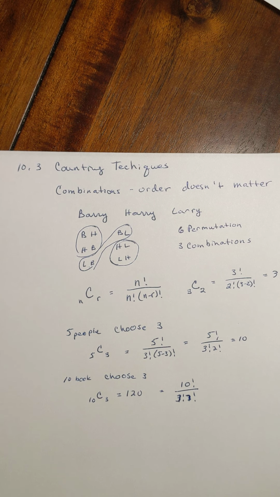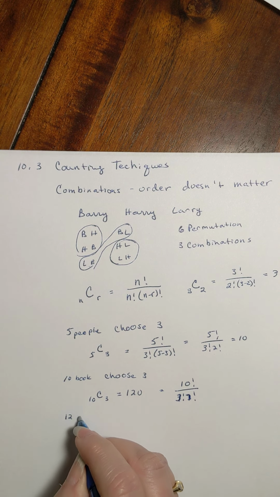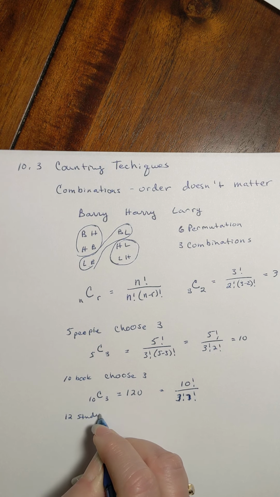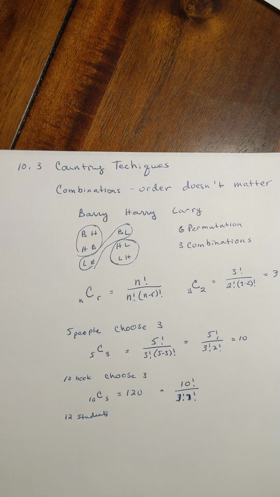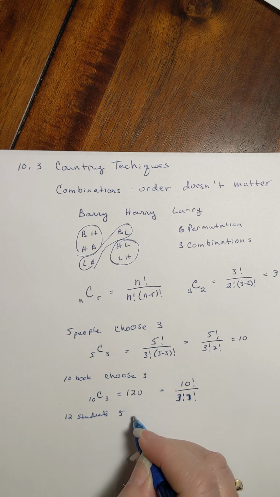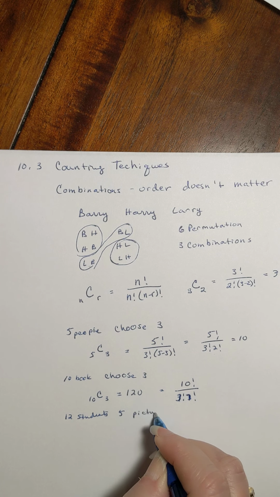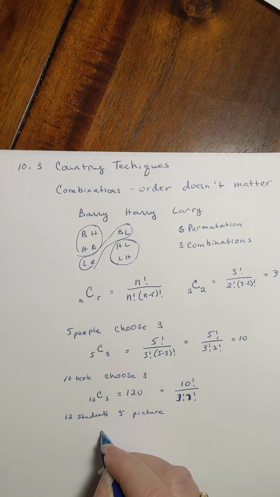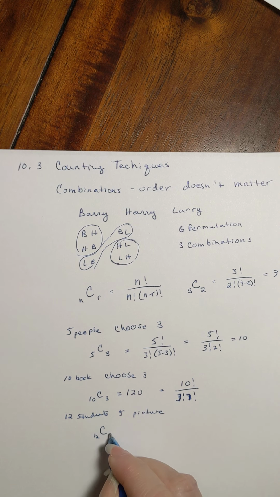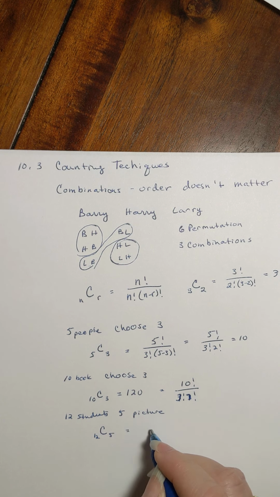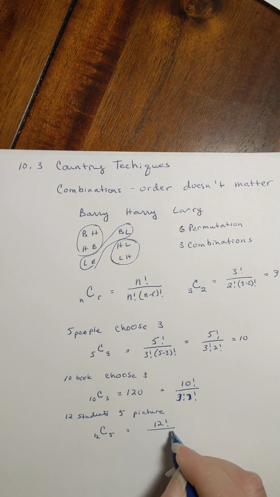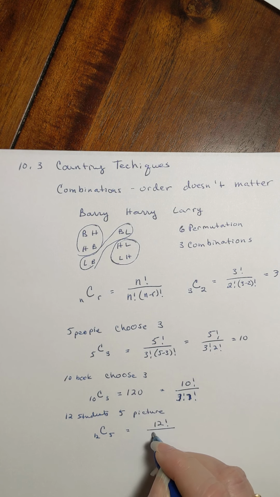Let's say that we have 12 students, and we want 5 of them to be in the picture. So that would be combinations, and again, it doesn't matter what order the picture comes in. It's just going to be 5 students in a picture. So it would be 12 choose 5. So that would be 12 factorial over 5 factorial, 7 factorial.